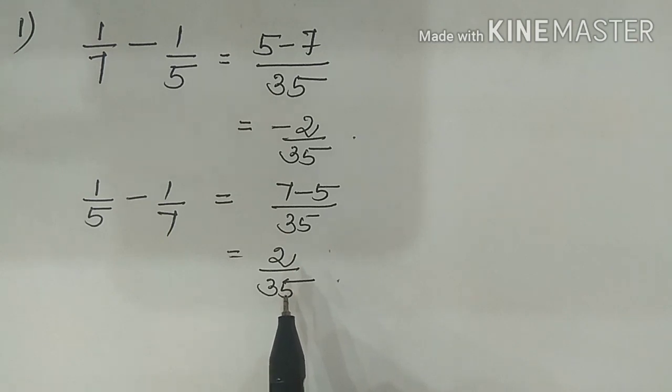What does it mean? That means order is important in the case of subtraction. We cannot change the position of the rational numbers. What is the conclusion? That means the operation of subtraction for the rational numbers is not commutative.